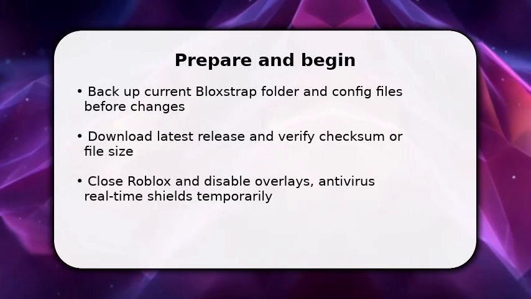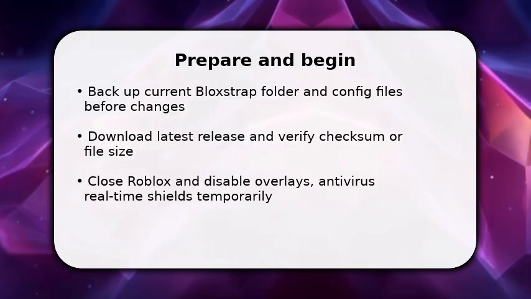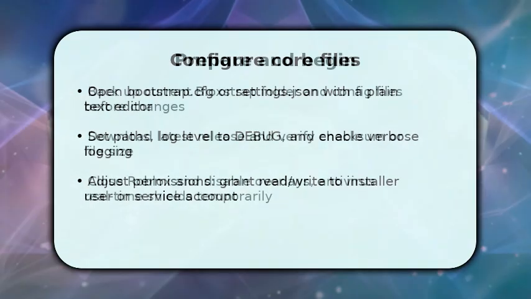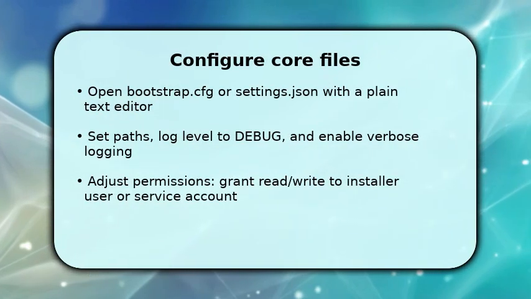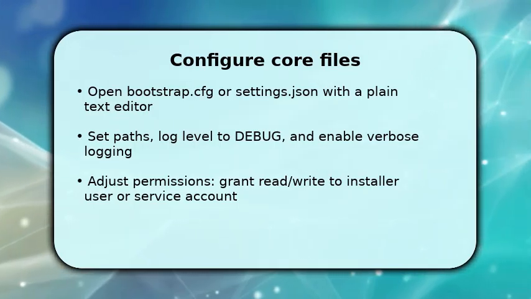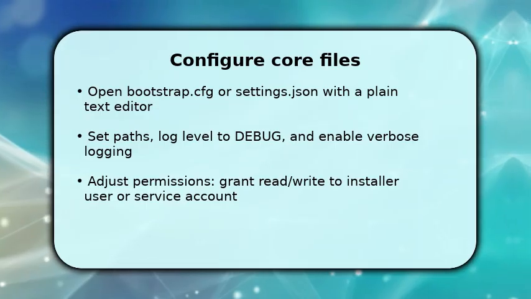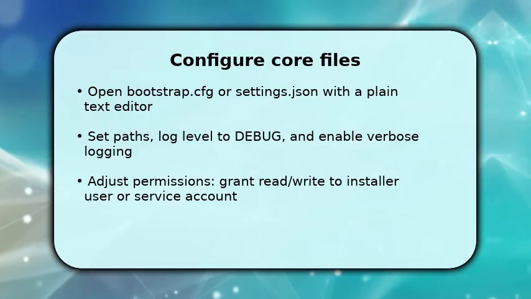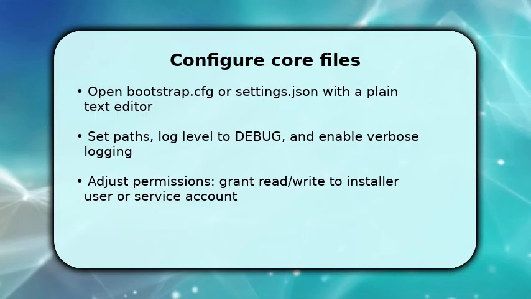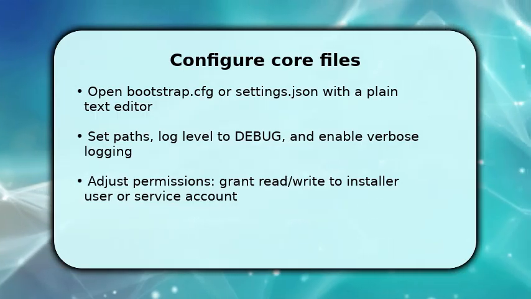Now run the installer as administrator and watch for immediate permission prompts so the installer can place files. Once installation begins, configure the core files to ensure lighting loads correctly. Open the Bootstrap config or settings JSON with a plain text editor, and set the correct asset and cache paths. This tells Bloxstrap where to find textures and maps.